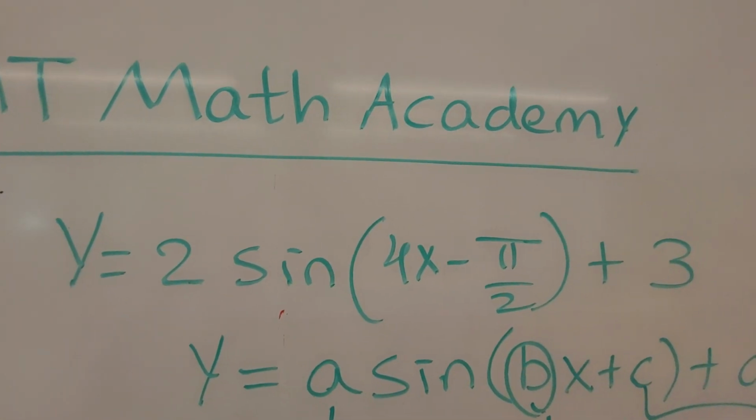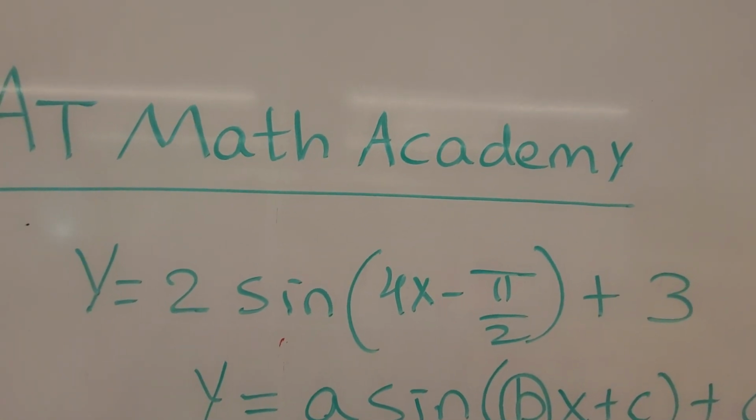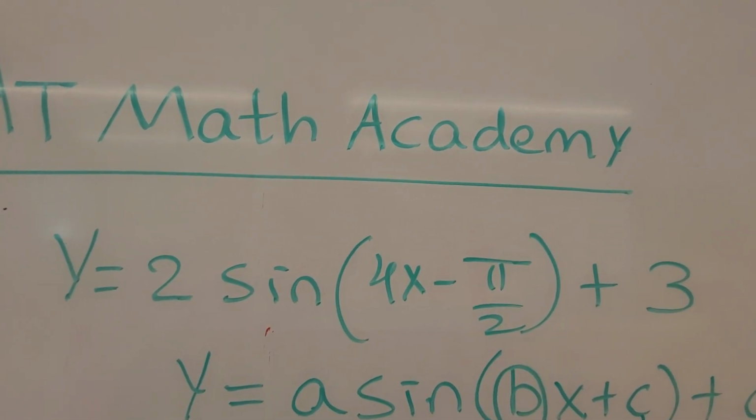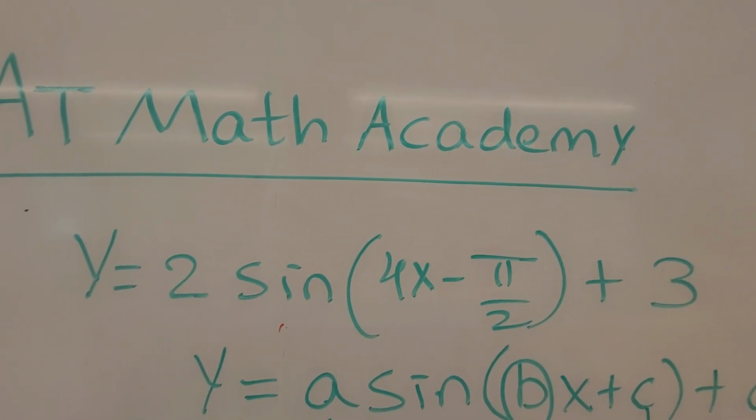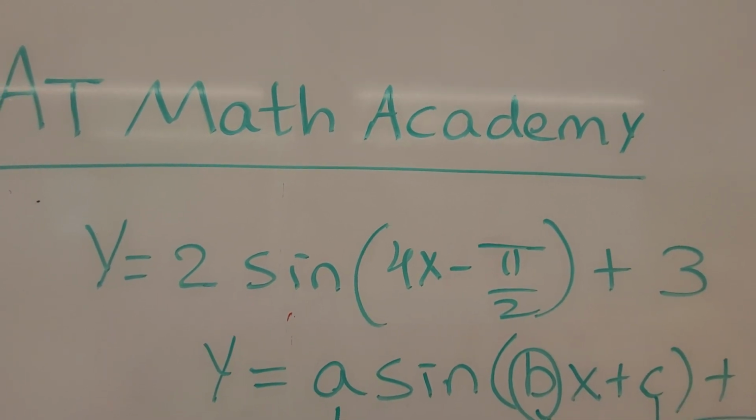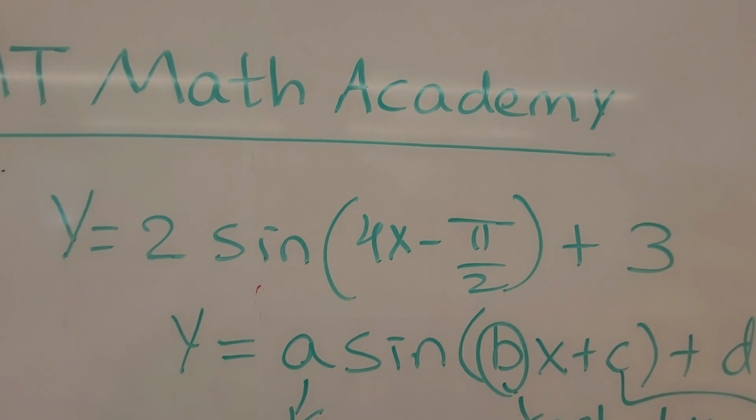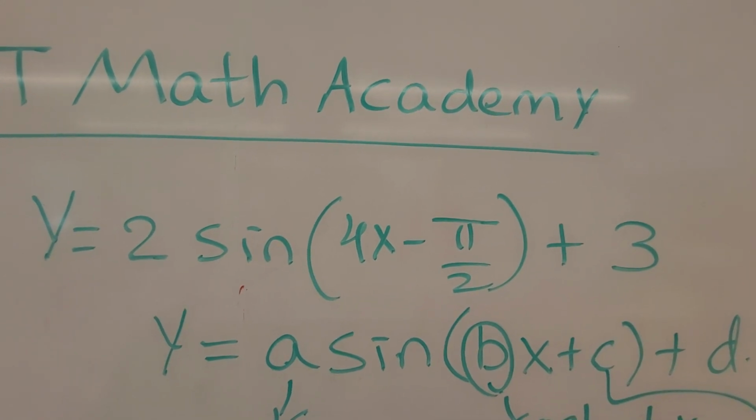The problem for today is graphing the sine function. Here is the function: y is equal to 2 sine of (4x minus pi by 2) plus 3. In my earlier videos I have shown you how to graph the sine function for y is equal to a sine of bx. Now in this video I'm going to show you the standard format.